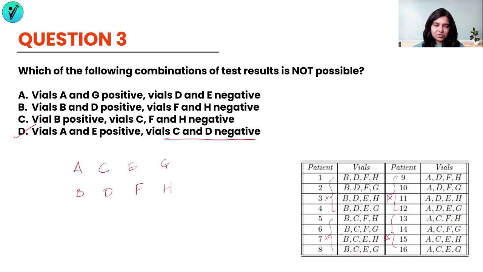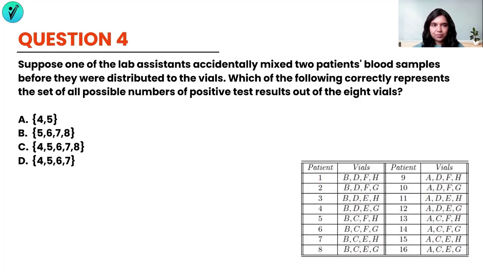Let's look at the last question of the set. That is question number 4. Suppose one of the lab assistants accidentally mixed two patients' blood samples before they were distributed into the vials. Which of the following correctly represents the set of all possible numbers of positive test results out of the 8 vials? Your options are 4, 5, 6, 7, 8; 4, 5, 6, 7, 8; and 4, 5, 6, 7.